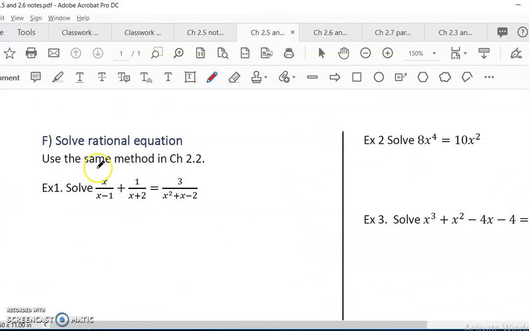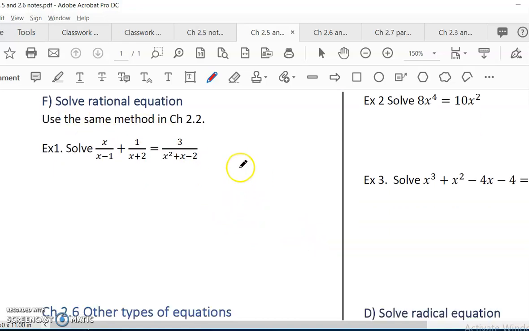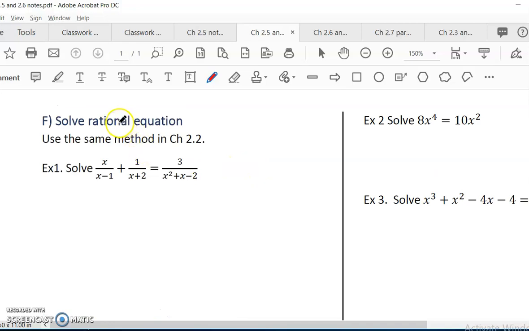In the book, this is part of 2.6, but I moved it to 2.5 because it's really related to this section. So we are continuing with our solving rational equations. That means your unknown is in the denominator. But this particular type of equation will result in a quadratic equation. So let's see how we can solve it.